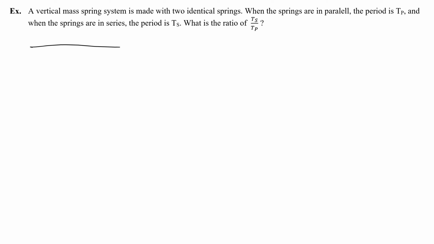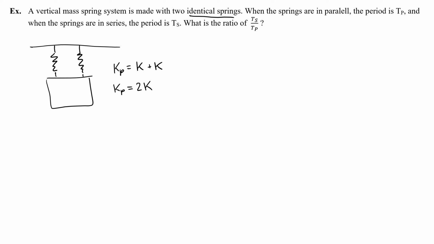If you recall, when springs are in parallel, they look like this. Boom, boom, boom. They both connect to the box of mass that we're attaching to this. And when they're in parallel, the equation for their spring constant is very easy. You just simply add the spring constants together. Now I can call the spring constant k for each one because they're identical. And so right away I know that the parallel arrangement has a spring constant of 2k.